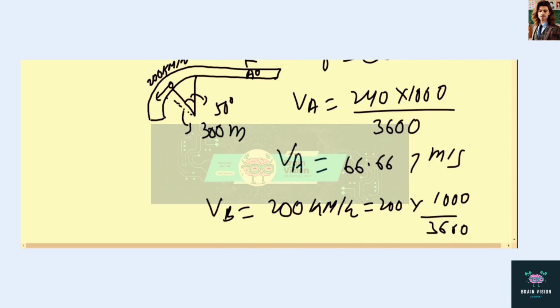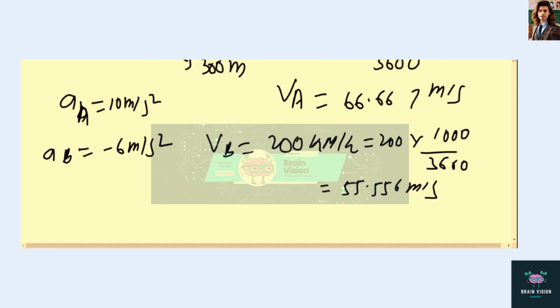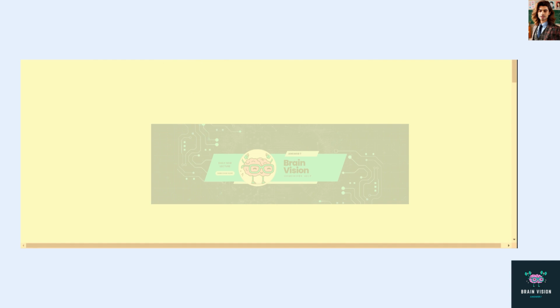The acceleration of A is given in the question, which is AA equals 10 meter per second square, and AB equals minus 6 meter per second square. Everything is given. So to determine the relative velocity and relative acceleration, determine the components of x and y velocity, and then use the relative equation.